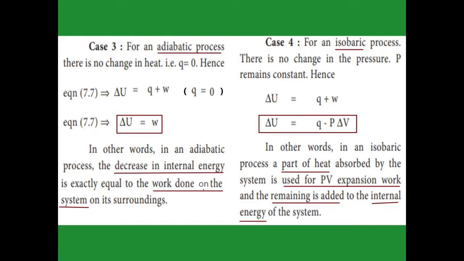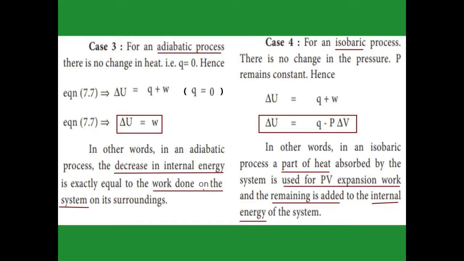Case 3, adiabatic process. What does adiabatic process mean? In that process the heat never changes. So Q value is 0. Put Q equal to 0 in equation 7.7, we get delta U as W. Here W is a positive quantity. Positive quantity means the work is done on the system, so there is a change in internal energy.